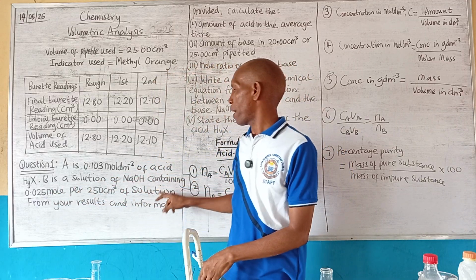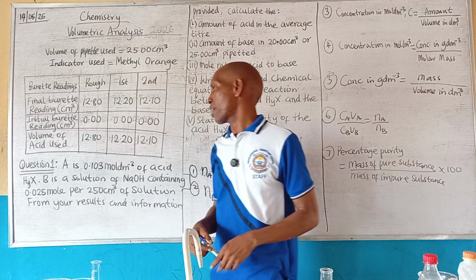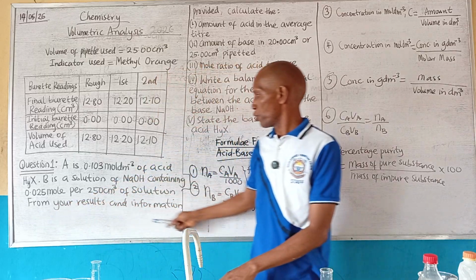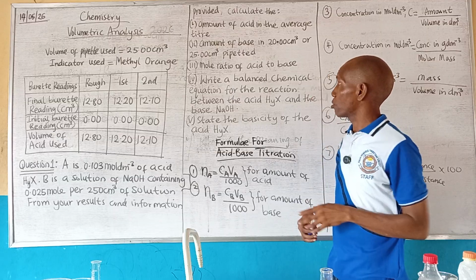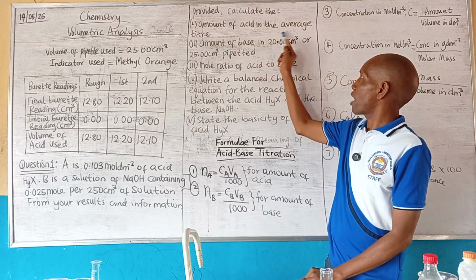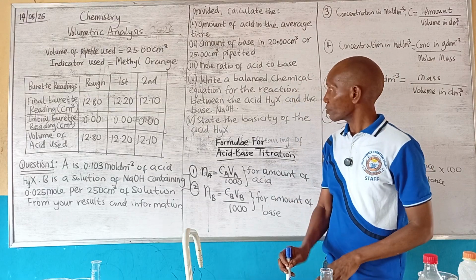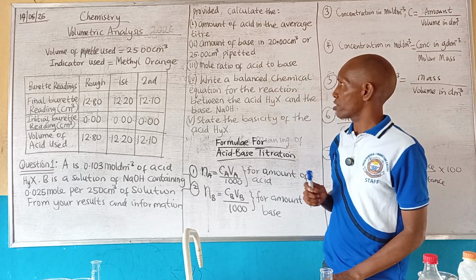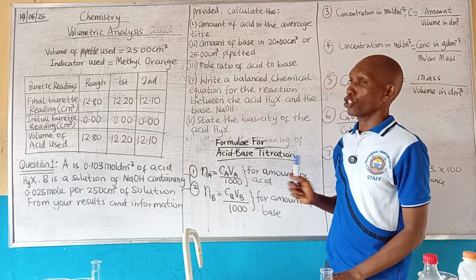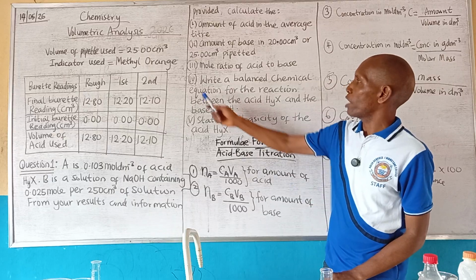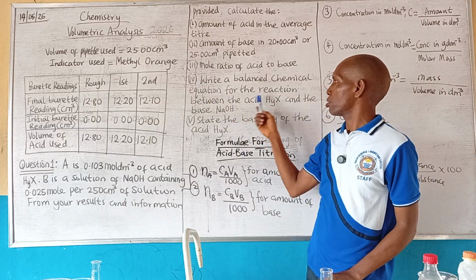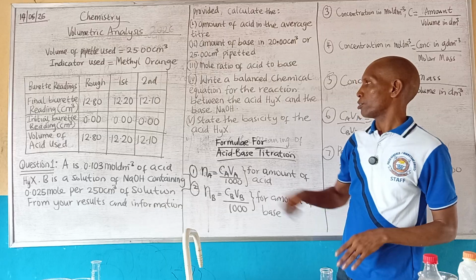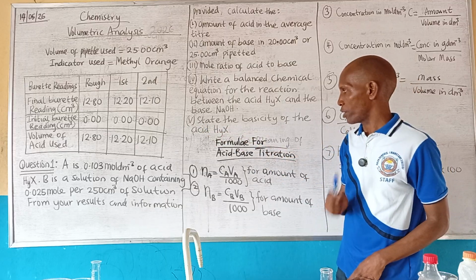Then B is a solution of sodium hydroxide containing 0.025 mole per 250 cm cube of solution. Then from your results and the information provided, that's how the question always goes. You calculate: 1, the amount of acid in the average titer; 2, the amount of base in the 20.00 cm cube or 25.00 cm cube pipetted; 3, the mole ratio of the acid to the base; 4, write a balanced chemical equation for the reaction between the acid HYX and the base sodium hydroxide; 5, state the basicity of the acid.